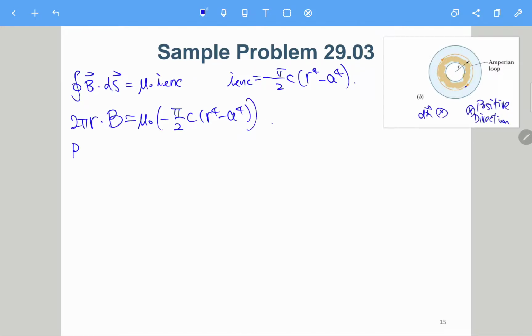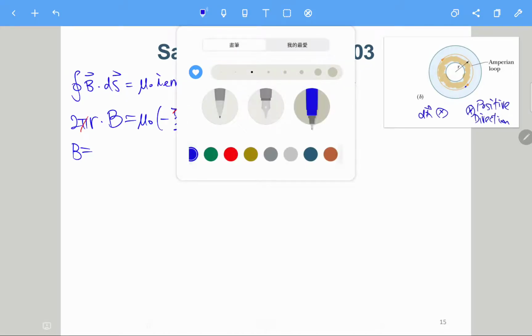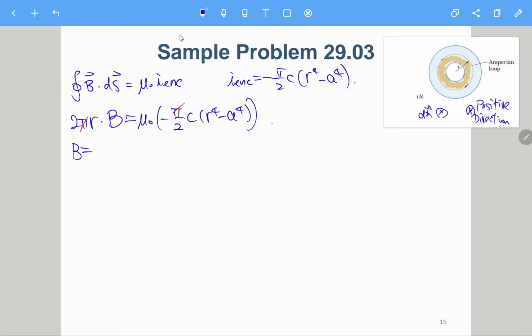So finally, B will be, pi and pi will be cancelled, and then it will be mu naught minus mu naught c times r to the 4th power minus a to the 4th power over 4 pi.